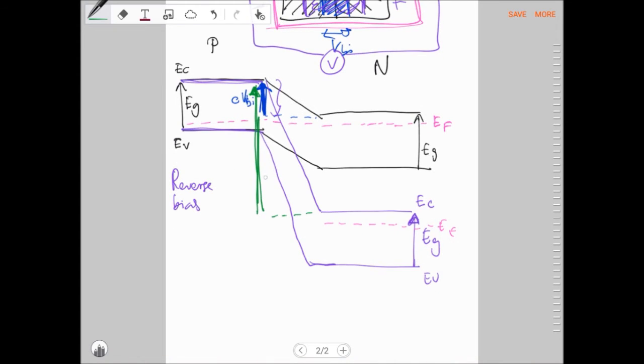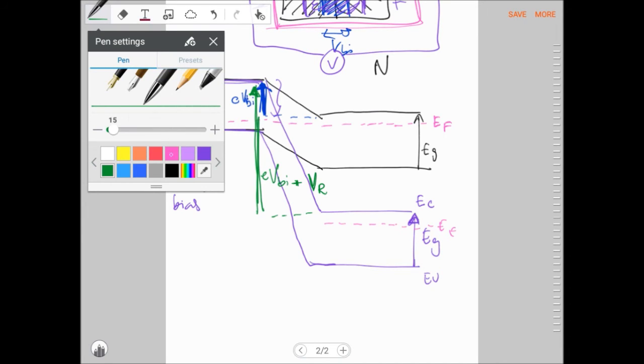So this difference here is actually the EVBI plus the V reverse. Okay, so it is EVBI plus V reverse, because the reverse voltage or field is in the same direction as the built-in field, so it's actually increasing the barrier. So electrons are like balls, and holes are like balloons.